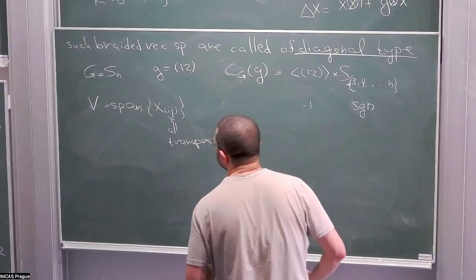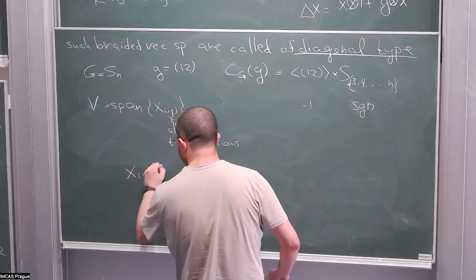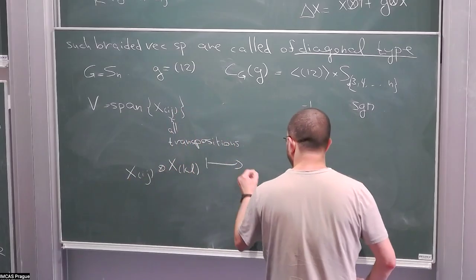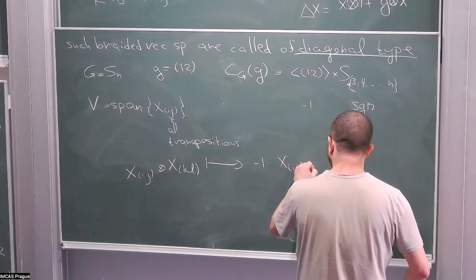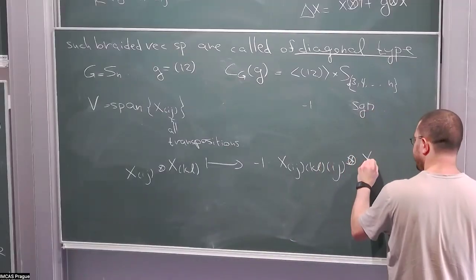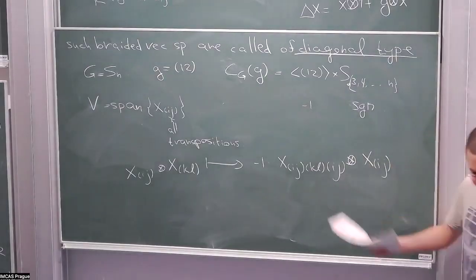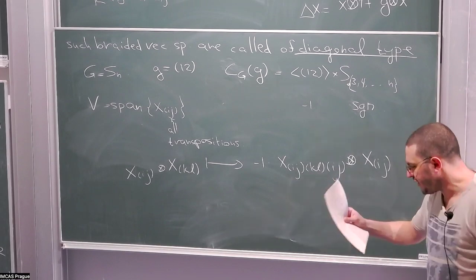When we write down actually what we get, we see that the braiding looks something like this. x_ij tensor x_kl maps to -1 times x_{(ij)(kl)(ij)} tensor x_ij. So it's basically the action given by conjugation plus this adding the sign -1.